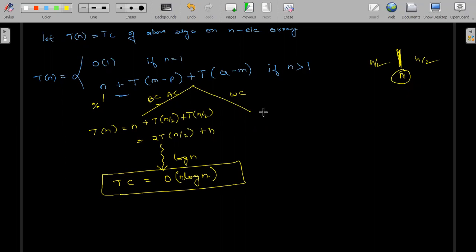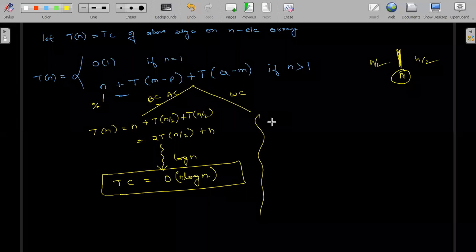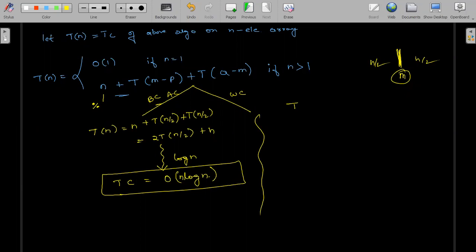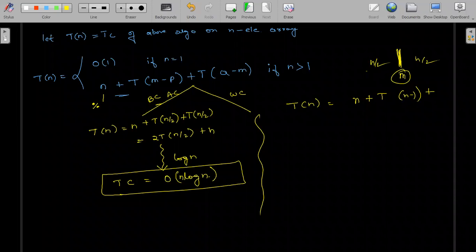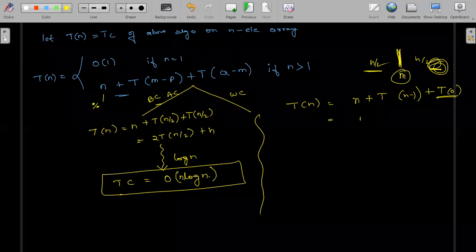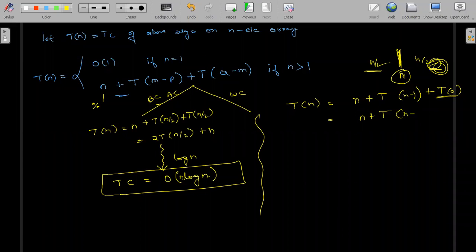Okay, fine. Again, for the worst case, everybody observe here. Suppose T of n is equal to n plus T of n minus 1. Suppose the left side elements are there but the right side is not there, nothing but zero elements. That time it is T of 0, nothing but empty. Yes or not?